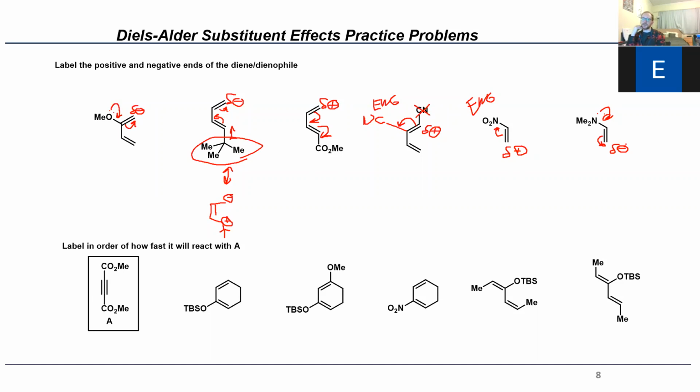Next is how fast these things will react in Diels-Alder reaction with A. And so A here is a very electron poor dienophile. And we know it's very electron poor because it has 2 electron withdrawing groups on it. And so there's a couple of things that we'll be looking at here in terms of its reactivity. We know since we have an electron poor dienophile, we're looking for electron rich dienes. And so the most electron rich dienes will react fastest.